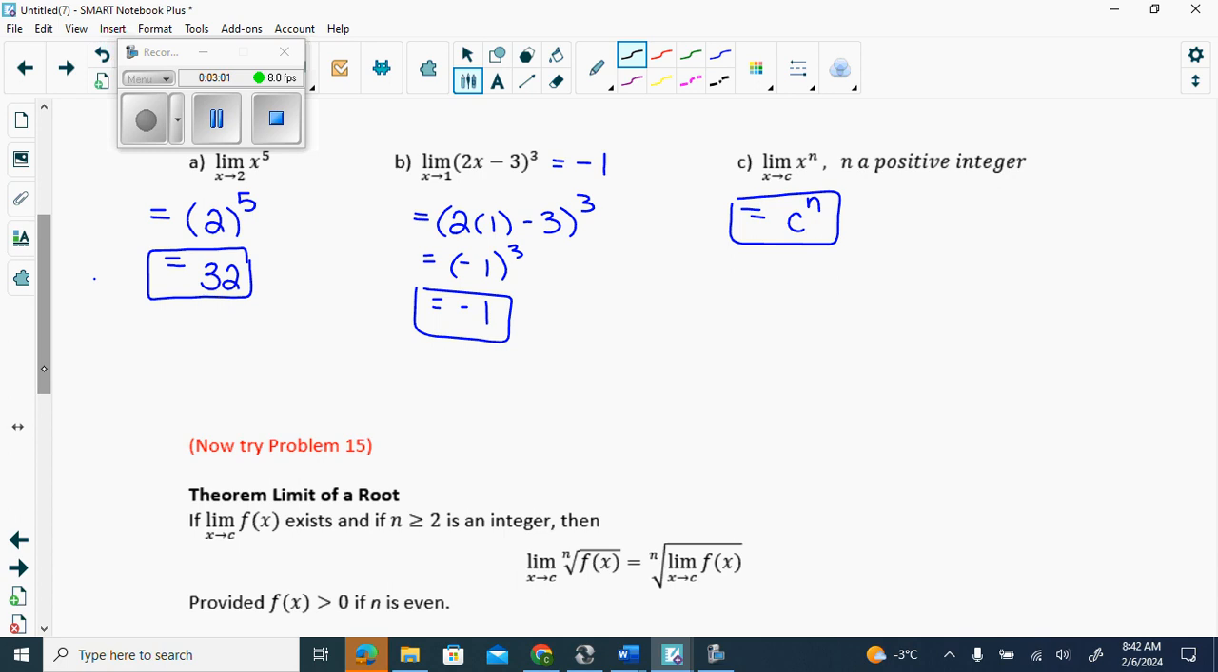So now try problem 15 in your book. Remember, you're still in the same spots, page 100. Do it. You get 1 minute.